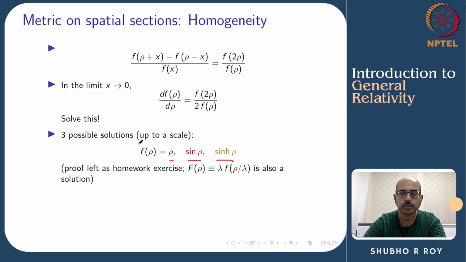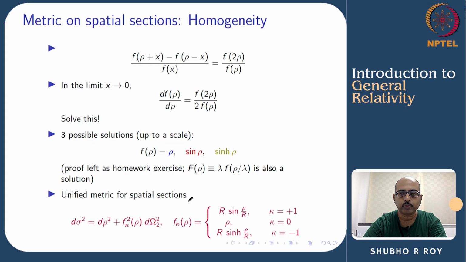Now, when I mentioned that these are three possible solutions up to a scale, what I mean is that these are not the only solutions per se, but if you take a solution f of rho, then big F of rho, which is defined as lambda times f of rho by lambda, so the argument instead of rho is now rho by lambda, but lambda is an arbitrary constant, and if you multiply this f of rho by lambda, that is also a solution. This is what I mean when I say that the solution is up to a scale.